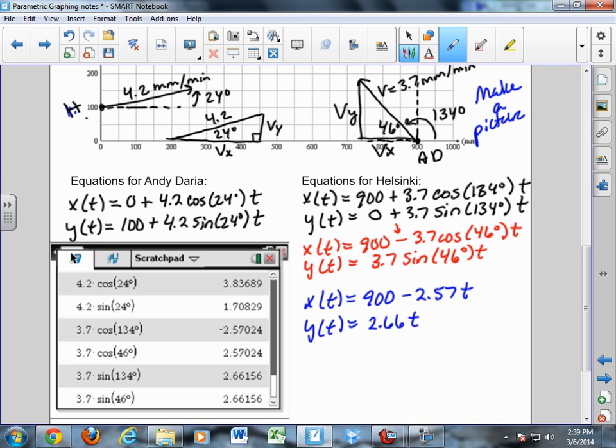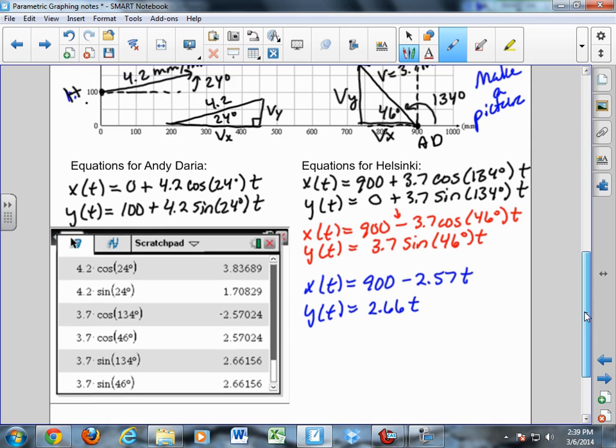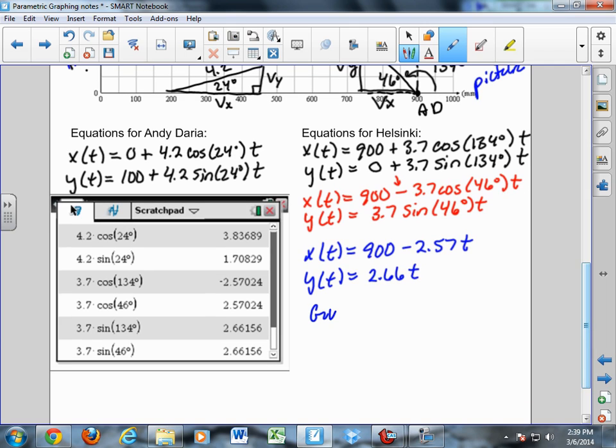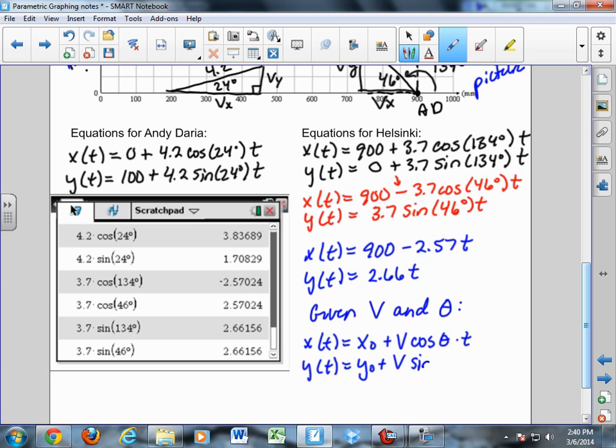So in general, we can say then that given v and theta, we could write our equations as x of t is equal to the initial x value plus v cosine theta times t, and y of t is equal to the initial y value plus v sine theta times t, plus 1/2 gt squared if necessary. And remember, g is our constant due to gravity.